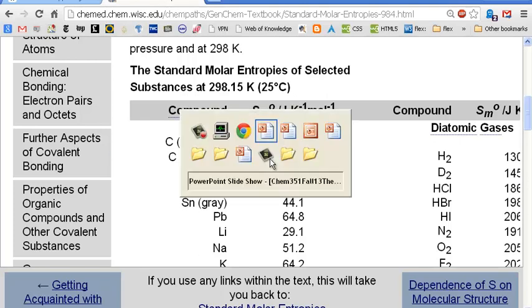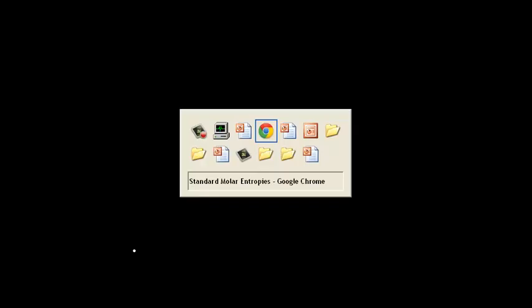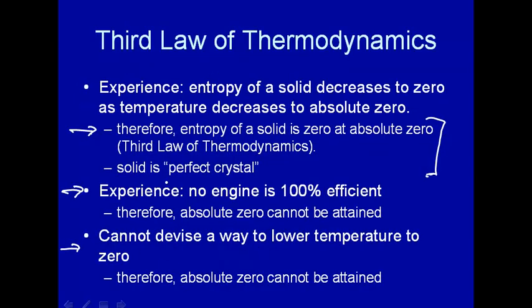So that's interesting. That's the point I want to get across, that now we have absolute entropies. We don't have to reference them to a standard state like we do for standard enthalpies of formation, or as we'll learn, standard free energies of formation, and so on. Okay, so that's the key point there. Three statements of the third law of thermodynamics, and this is the important one we'll be talking about now.